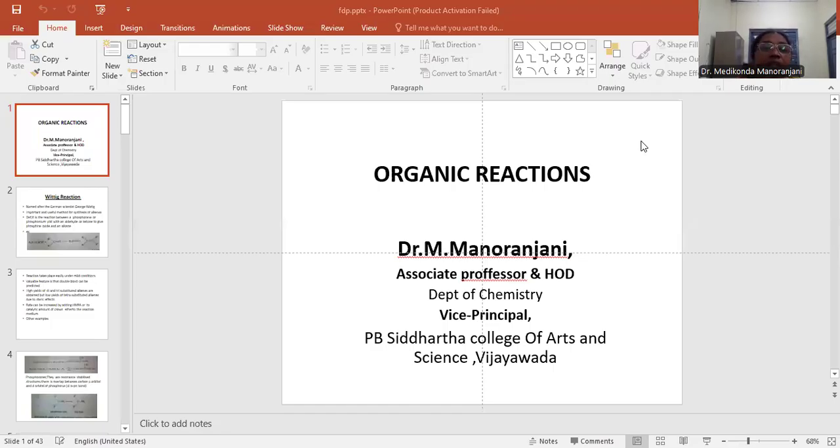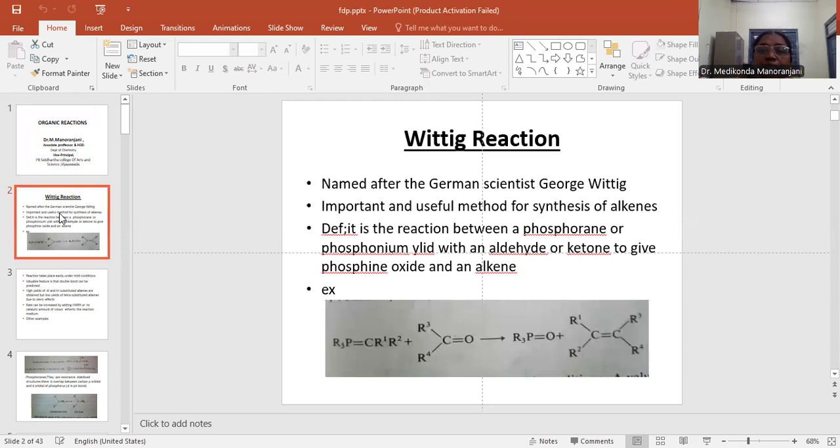Hello students, today we are going to see the topic organic reactions. First of all, we will start with the Wittig reaction. This reaction is named after the German scientist Georg Wittig. It is an important and useful method for synthesis of alkenes. Now let us see the definition.